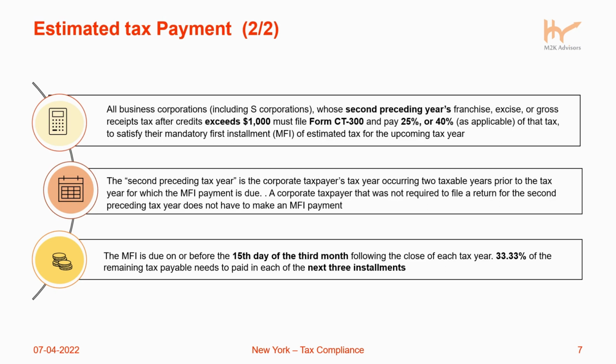The second preceding tax year is the corporate taxpayer's tax year occurring 2 taxable years prior to the tax year for which the MFI payment is due. A corporate taxpayer that was not required to file a return for the second preceding tax year does not have to make an MFI payment.